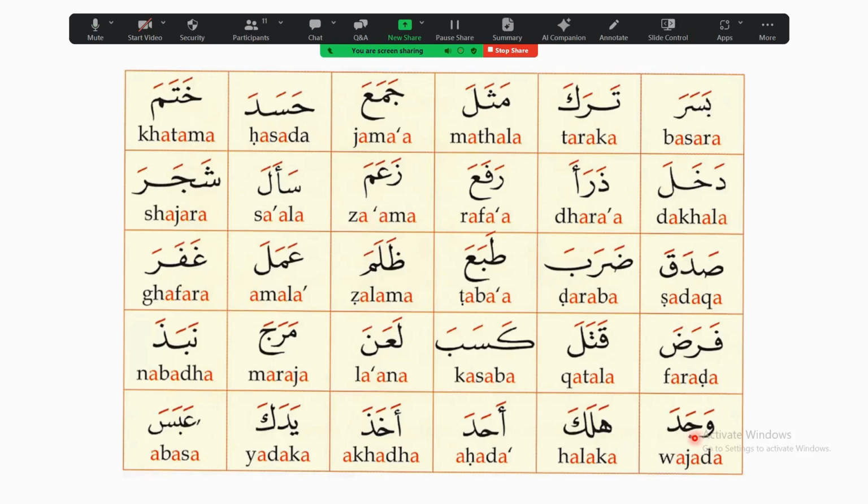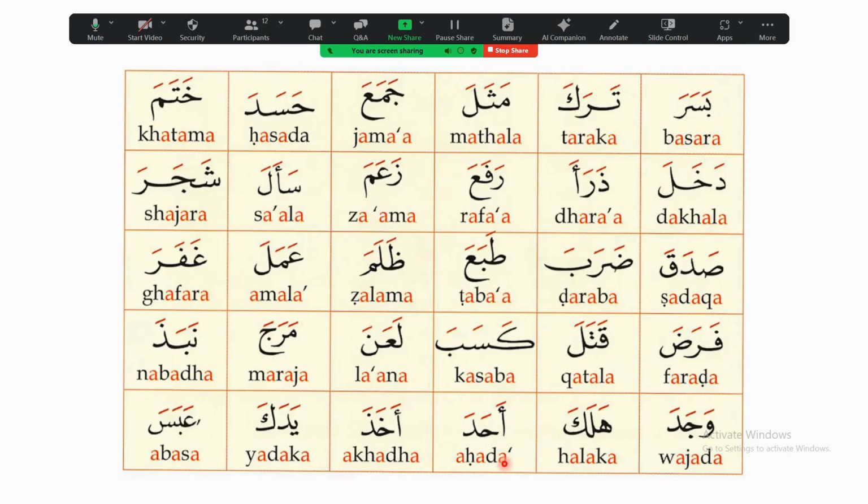The. Wajada. The next word here is halaka. Ha letter from the lower portion of our throat that is near to the chest, and then lam letter here it will be light, and kaf letter at the end, and we just say halaka.